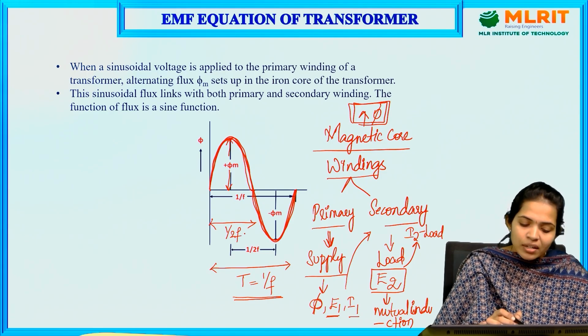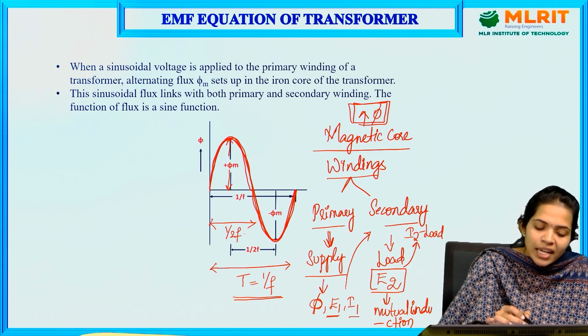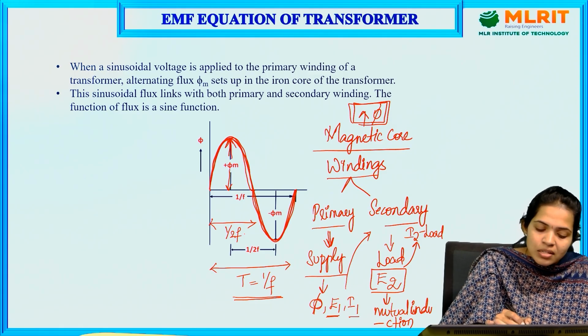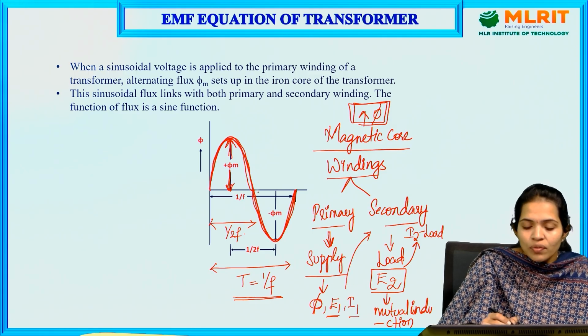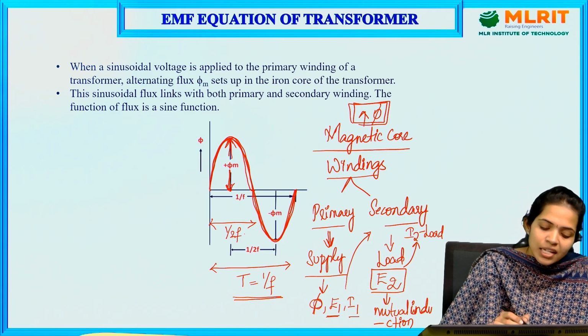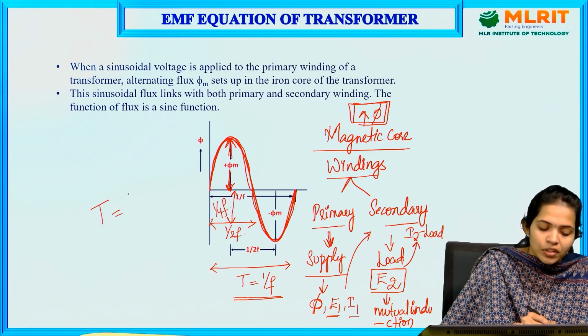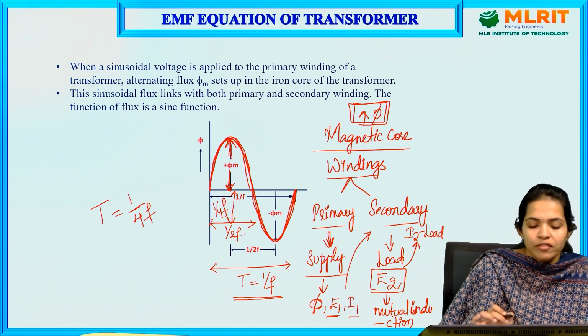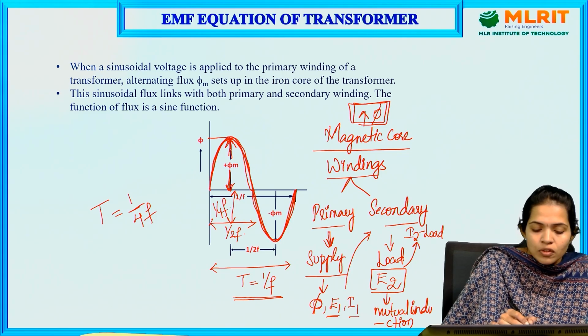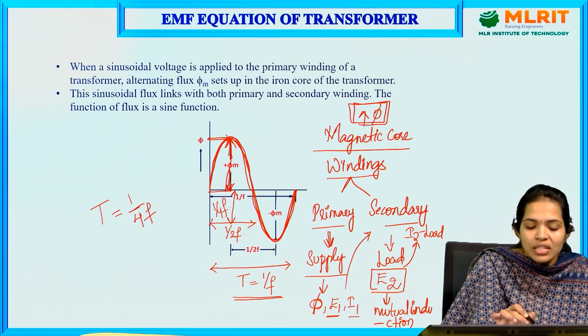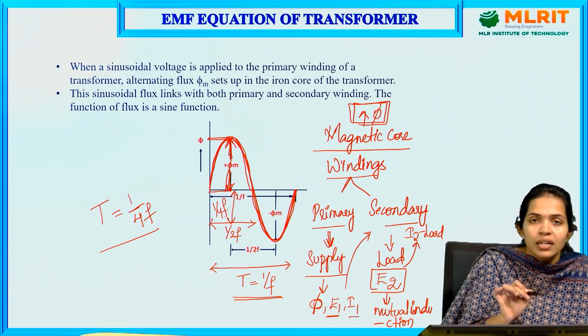The time taken in terms of frequency to attain the maximum peak value of the flux in this entire alternating flux cycle is half of the positive half cycle. So here the time taken for the flux to attain the maximum value is given as 1 by 4f. This instant of time for which the alternating flux reaches its peak value is given as T equals 1 by 4f.